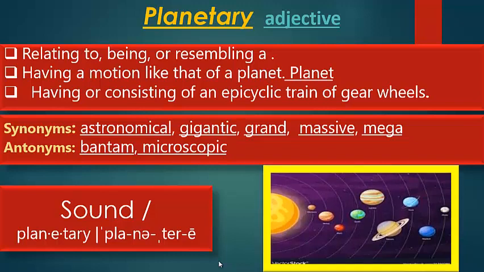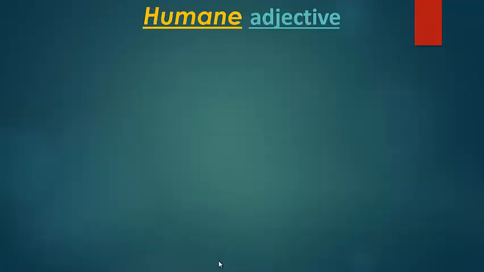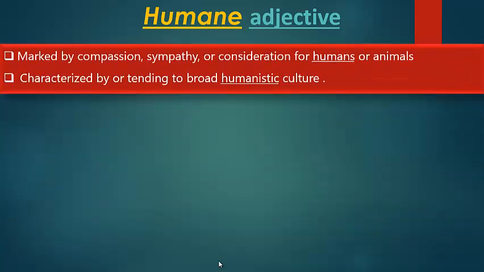As you see, all these planets. Humane. It's taken from human. It's an adjective. Simply, it's a kind person, marked by compassion, sympathy, or consideration for humans or animals. Characterized by or tending to broad humanistic culture. Somebody who is very sympathetic or very kind, who considers people's feelings.